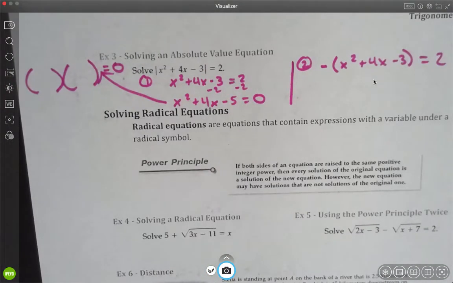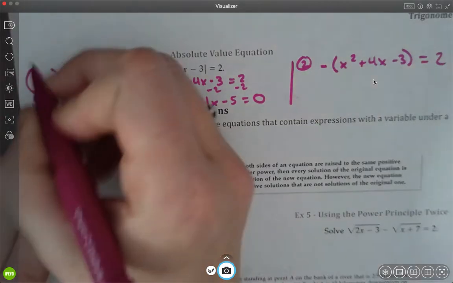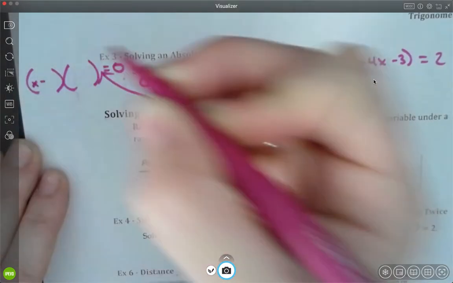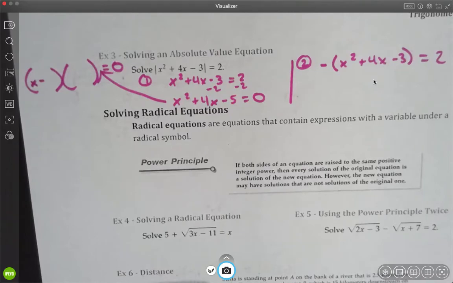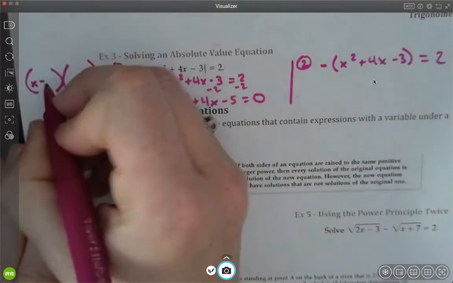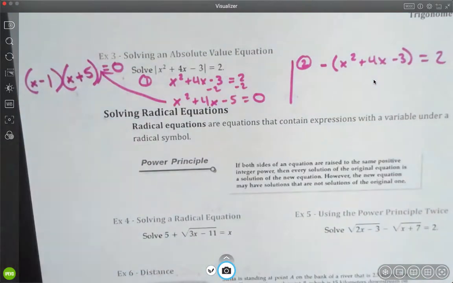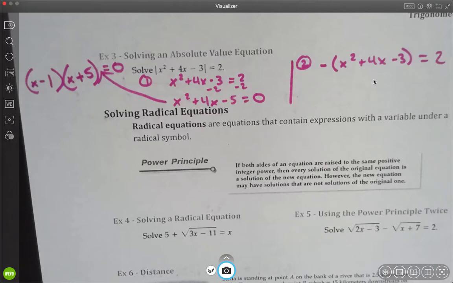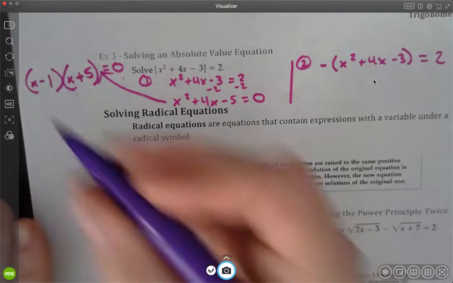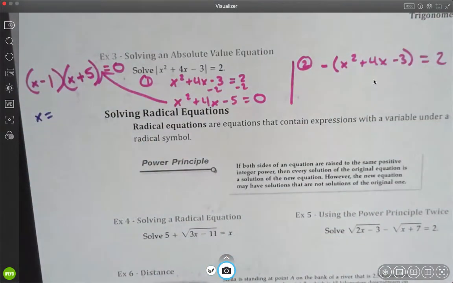Okay? What can you multiply to get negative 5 that you add to give you 4? Negative 1 and 5. Negative 1 times 5 is negative 5. Negative 1 plus 5 is 4. There we go. Okay? Now, what's x going to be equal to?